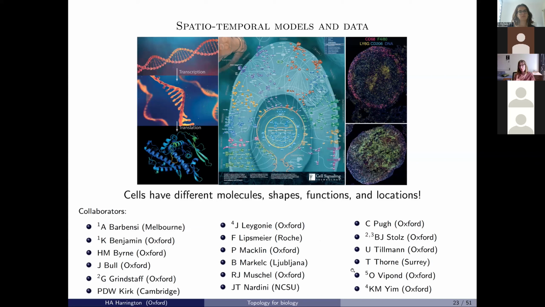And finally, going into immune cell locations, and that's work by many people, but Oliver Vipond and Joshua Bull. So I have about 2 minutes per example, just to give you a feel of the many different ways that we can use persistent homology to study spatial temporal models and data.